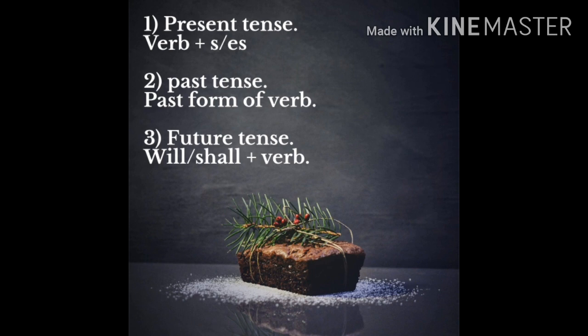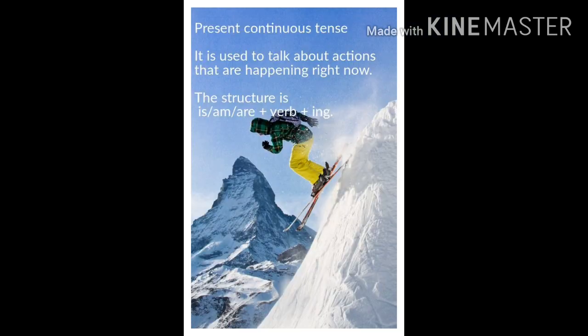Okay, children. This class we are going to learn continuous tenses. First, let us see present continuous tense. The present continuous tense is used to talk about actions that are happening right now. The structure is am, is, or are plus verb plus ing. For he, she, it, we must use the be verb is plus verb along with ing. For you, we and they, we must use the be verb are plus verb along with ing.